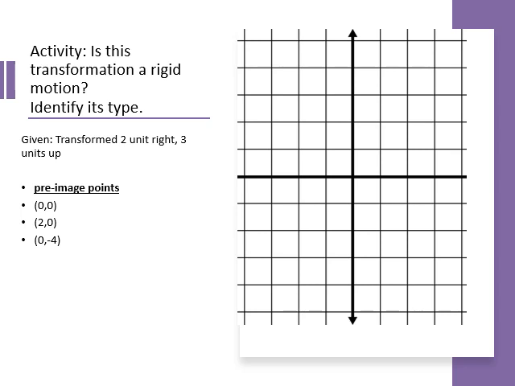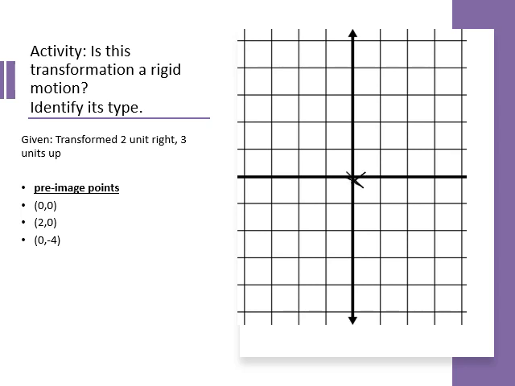Now let's go to this activity. Is the transformation a rigid motion or not? Identify its type. It is given: transform 2 units right and 3 units up. And they have given the pre-image points, which are 3 points. Let's plot the points. A is (0, 0). So this is A at (0, 0).